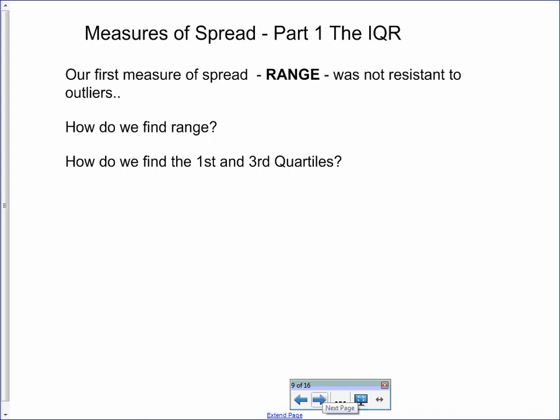So, measures of spread. We use range, but range is kind of useless. Range is just the maximum value point minus the minimum value point. Now, you've done this before, but they've generally been given to you. So how do you find the first and third quartiles? How do we figure out where those occur?